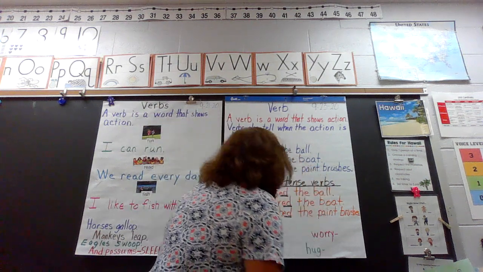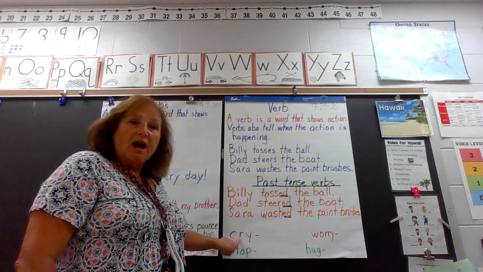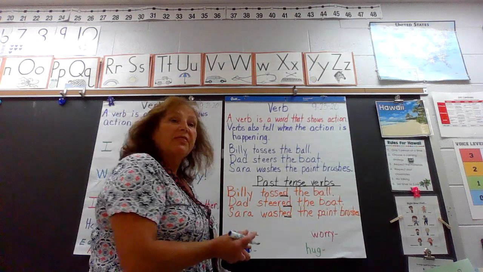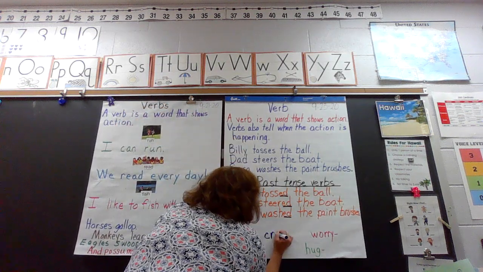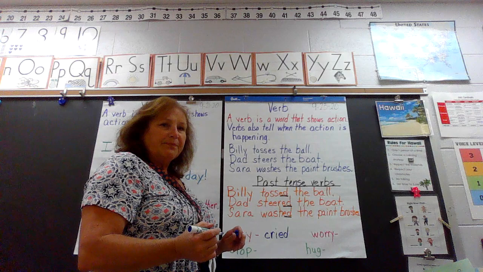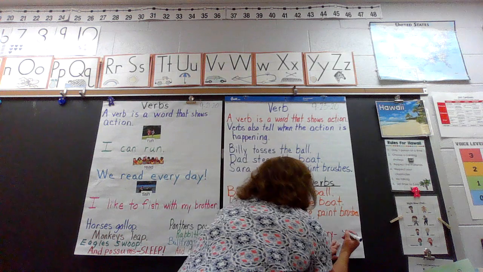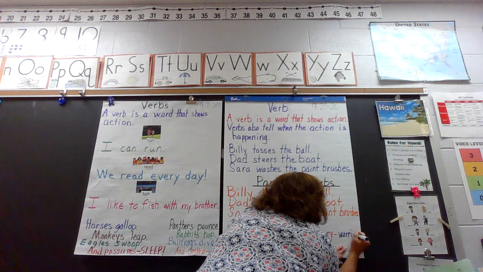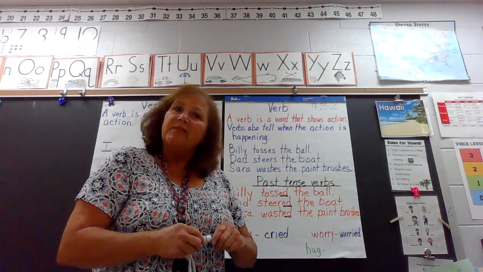I want to talk to you about some words, cry and worry. These words end with a consonant and a Y. So to make them past tense, they're verbs, but you would change the Y to an I and add ed. The baby cried last night. Worry. You change the Y to an I and you add ed. I was worried about the first day of school.